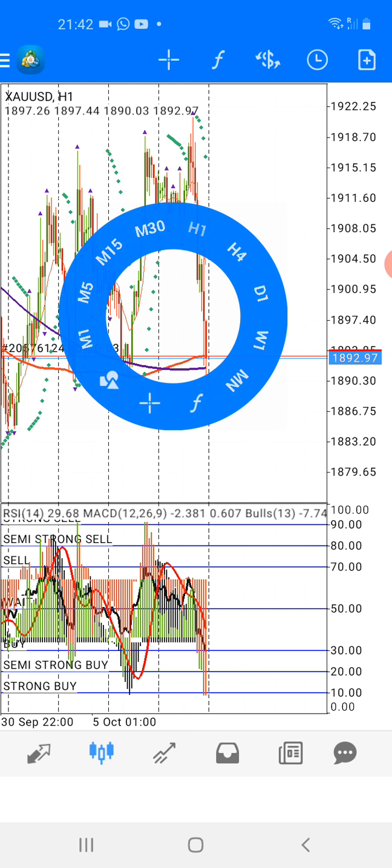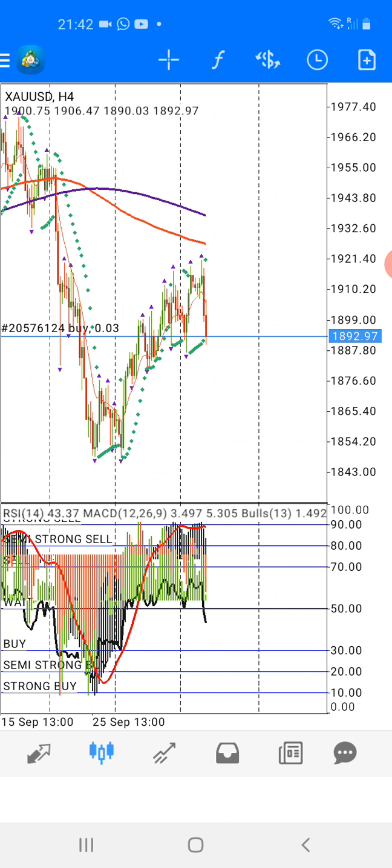Some cases you find out that 4 hours and 1 hour will be in the same format. That is, the 300 moving average, which is the red moving average, will be below the 100 moving average. So in that case, know that it is a powerful trend.